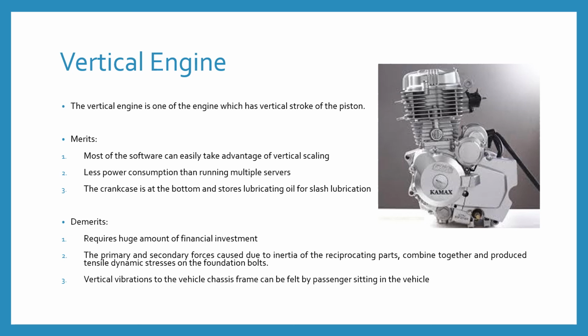And what are the demerits of this vertical engine? It requires huge amount of financial investment. Number 2, the primary and the secondary forces caused due to the inertia of the reciprocating parts combine together, and it produces tensile dynamic stress on the foundation bolts. And number 3, the vertical vibration to the vehicle chassis frame can be felt by the passenger sitting in the vehicle. So these are the demerits of this vertical engine.